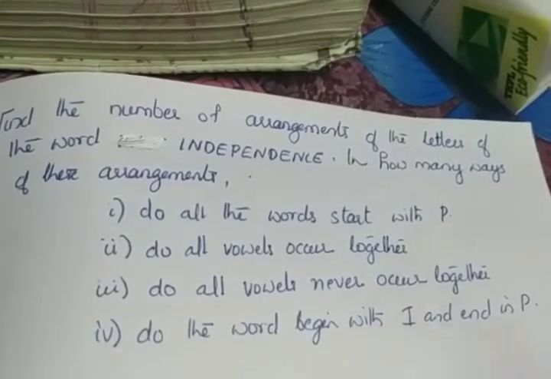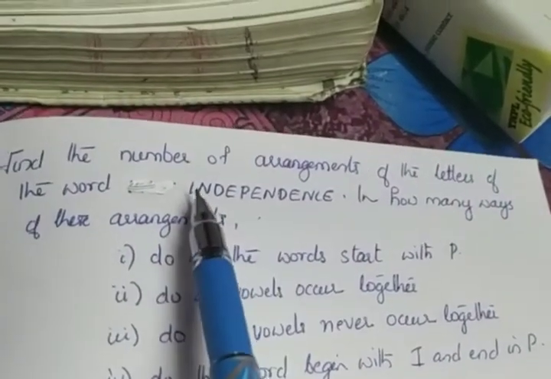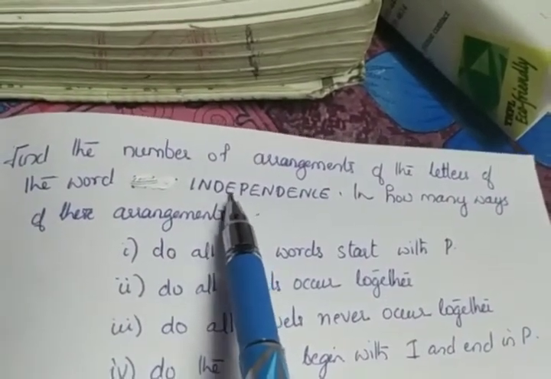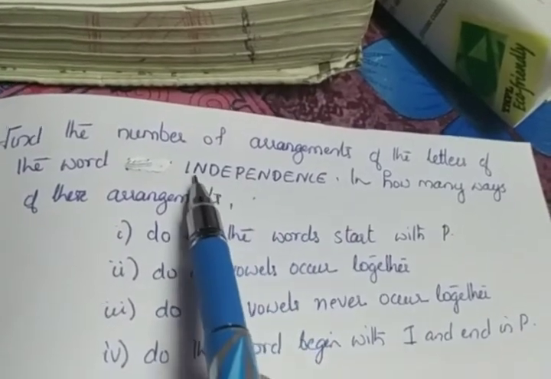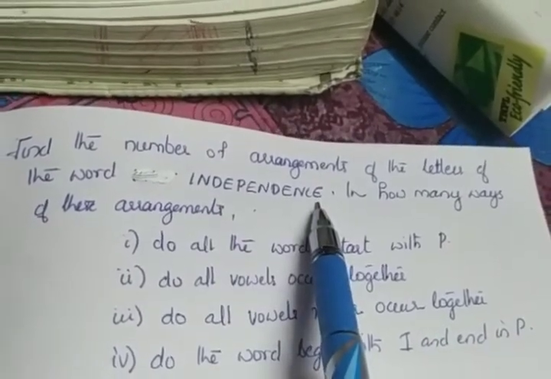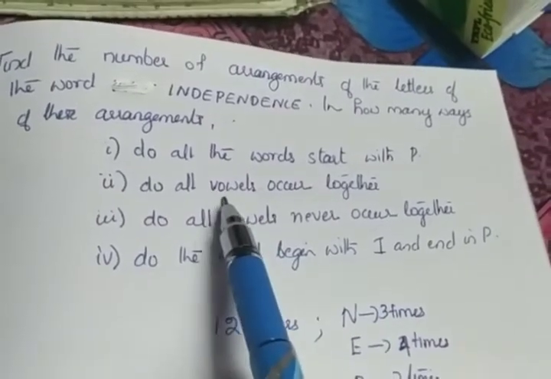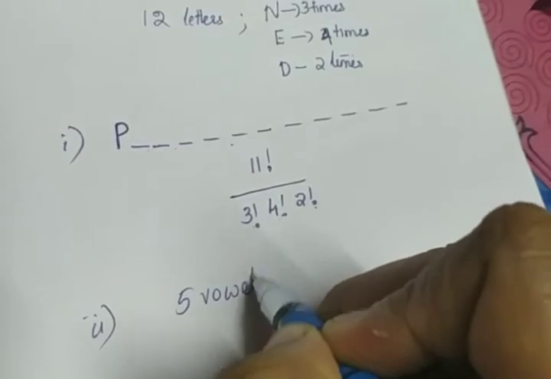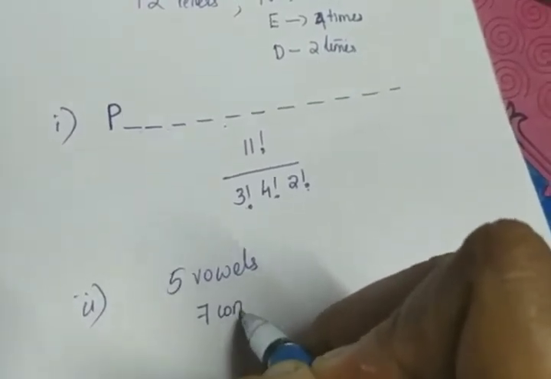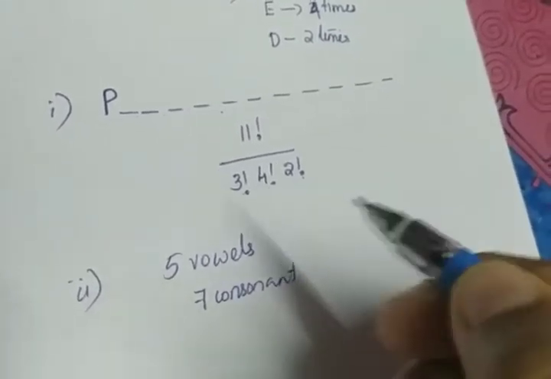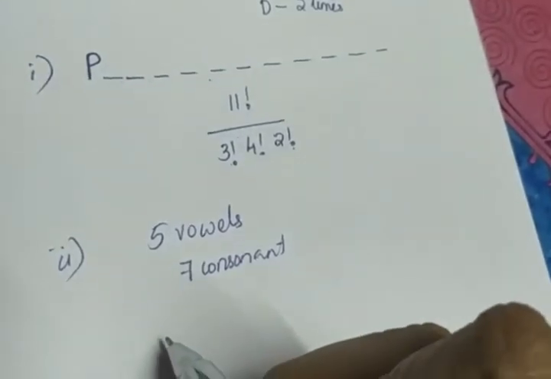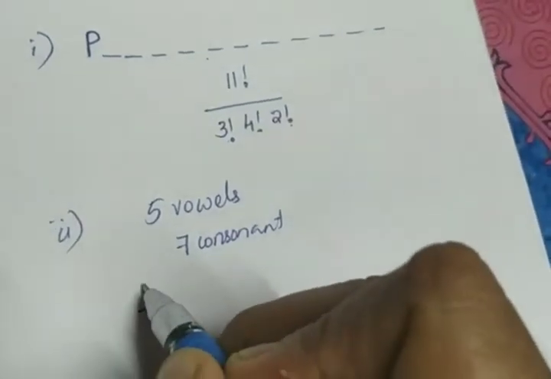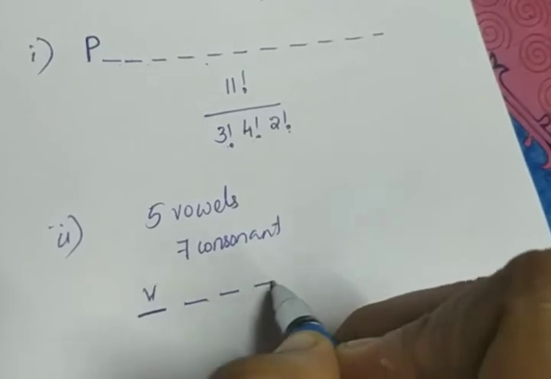Do all vowels occur together? Which are the vowels here? I is a vowel, E is a vowel, but E repeats 4 times. That means out of these 12 letters, 5 are vowels. And the question is, the vowels must occur together. So 5 vowels are there and 7 consonants. Okay, if 5 vowels must come together, how many places do we have to fill? 1 place for the vowels and 7 places for the consonants.